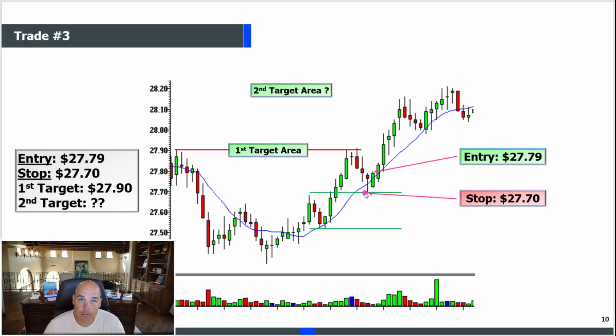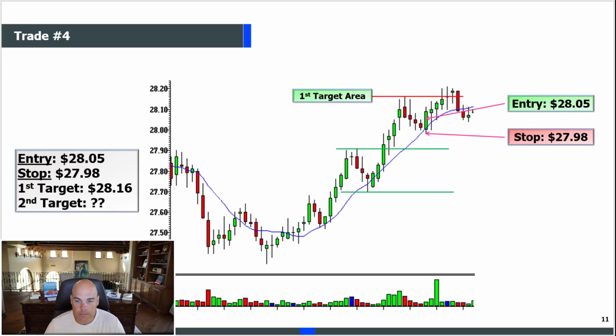For me, I would take it because I don't do 2R all or nothing, and I raise my stop relatively quickly. But if you're doing all or nothing, there's a decision there. All right, now let's move to this.